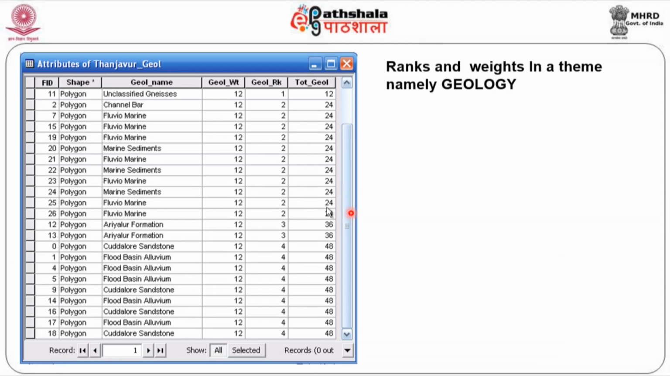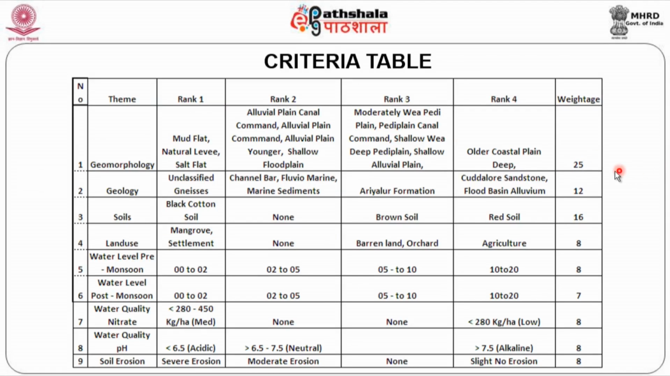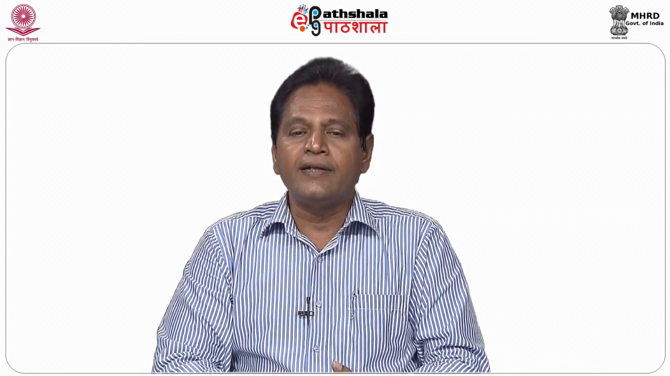Once you intersect this one, you will have the layer, you can see that layer, each of them will have a rank and the weightage, and then you multiply them accordingly. For example, the weightage is 25 and this is your 4, so 100. 25 into 3, 75, 25 into 2, 25 into 1. So, the rank and the weightage is combined together and a new value is formed for each and every polygon for the intersected one.